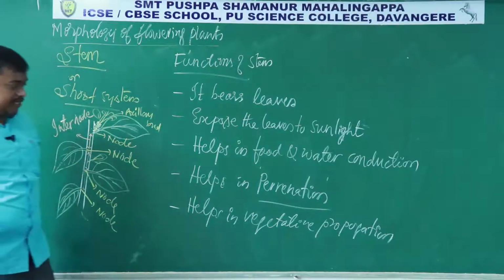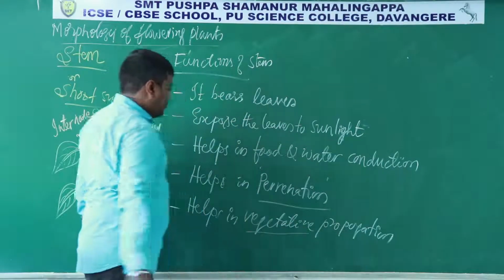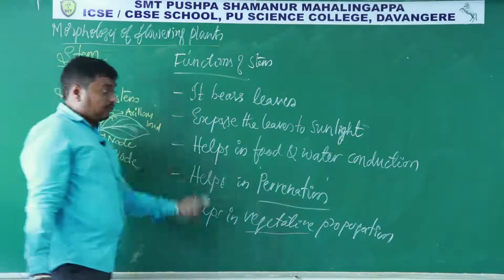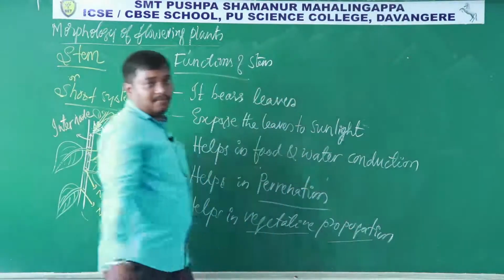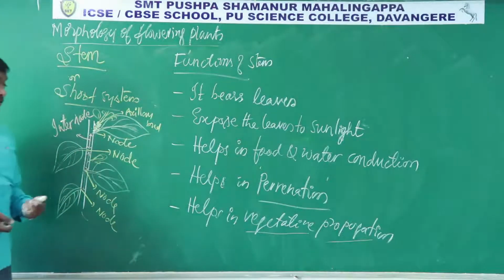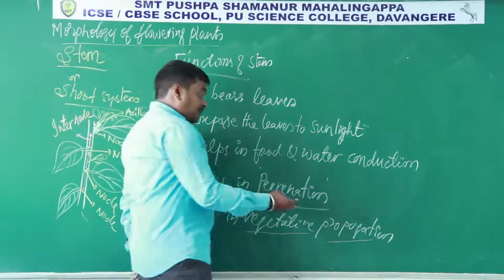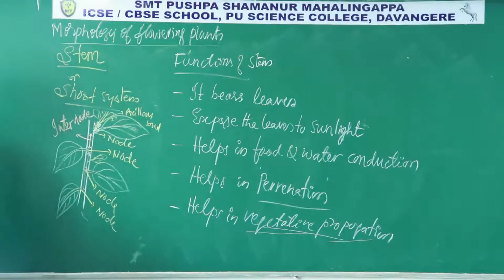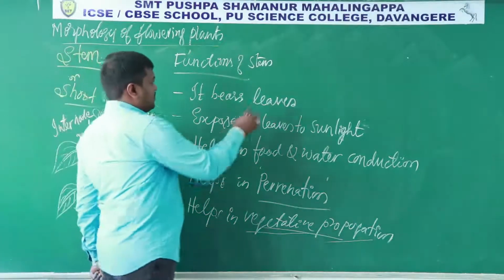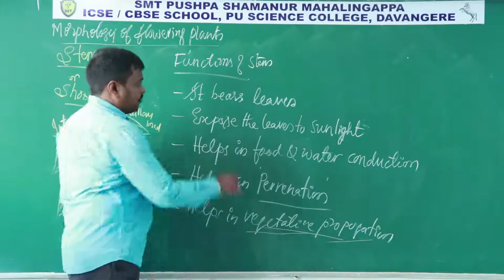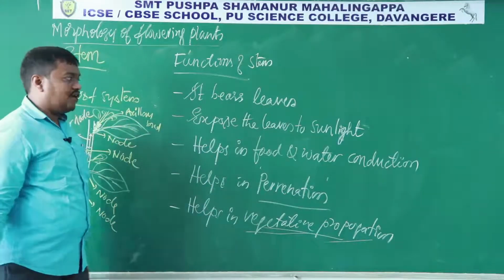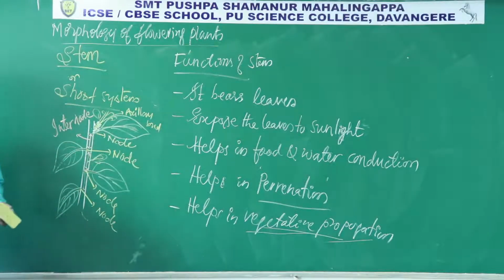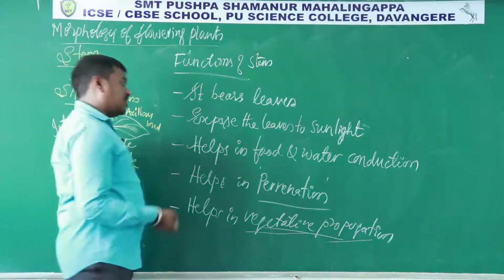So what is that vegetative propagation? Vegetative means the main plant part. The stem is the whole thing called a vegetative part. That vegetative part can be used to propagate or grow a plant. To grow a plant and produce a new plant, we can use the stem as a vegetative propagule. Now of course it is understood directly. It bears the leaves, exposes the leaves to sunlight, then helps in food and water conduction. Inside the stem you have small pipe-like structures called xylem and phloem, through which water and food conduction takes place.